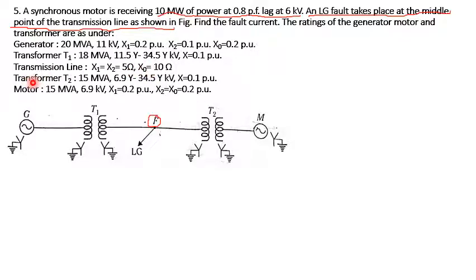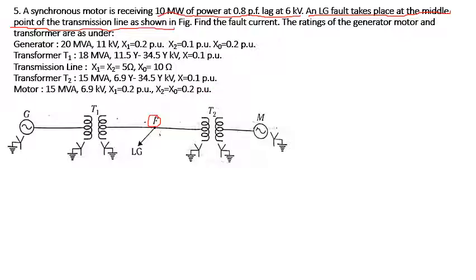For transformer T2, it is 15 MVA, 6.9 star/34.5 star kV, x value is 0.1. Similarly for transformer T2, x1 is equal to x2 is equal to x0, which is equal to the x value. The motor is 15 MVA, 6.9 kV, x1 is 0.2, and x2 and x0 values are 0.2.